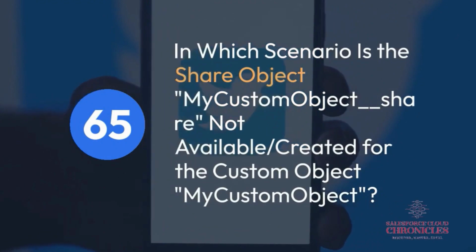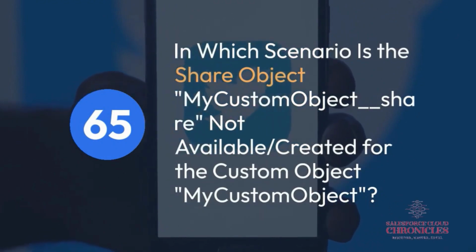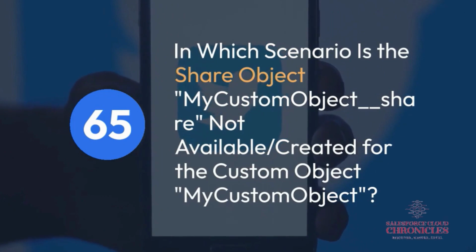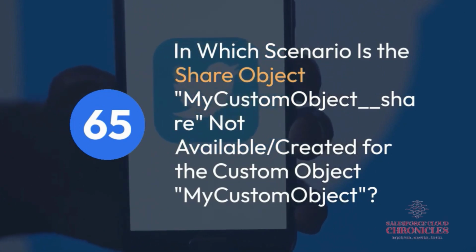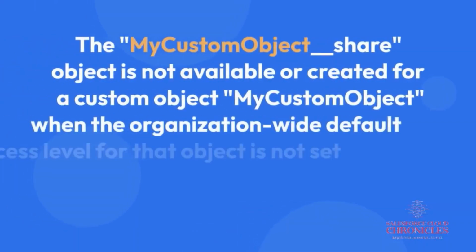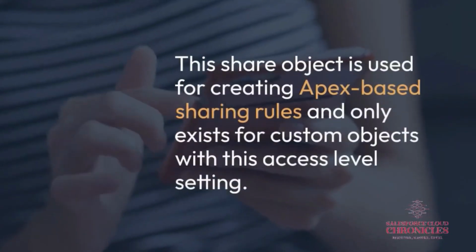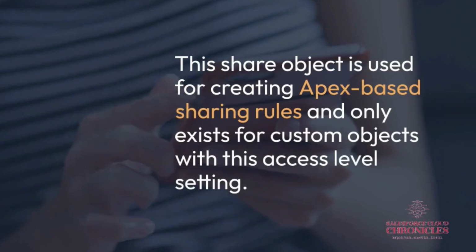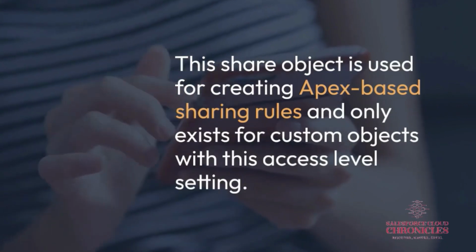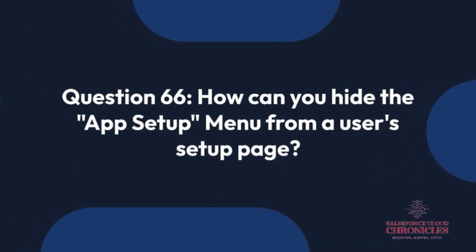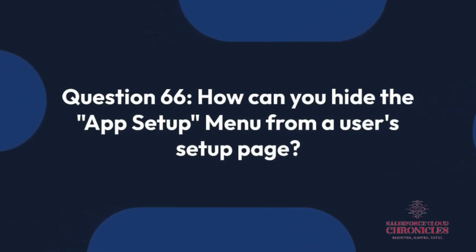Question 65. In which scenario is the share object, myCustomObject__share, not available, created for the custom object, myCustomObject? The myCustomObject__share object is not available or created for a custom object, myCustomObject, when the organization-wide default access level for that object is not set to the most permissive access level, which is public read, write. This share object is used for creating Apex-based sharing rules and only exists for custom objects with this access level setting.